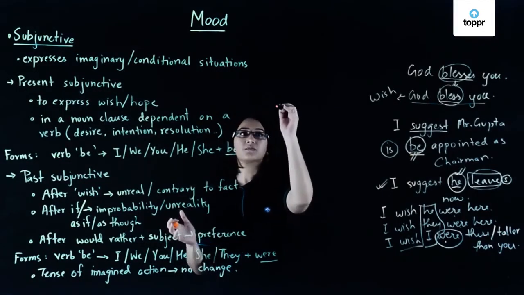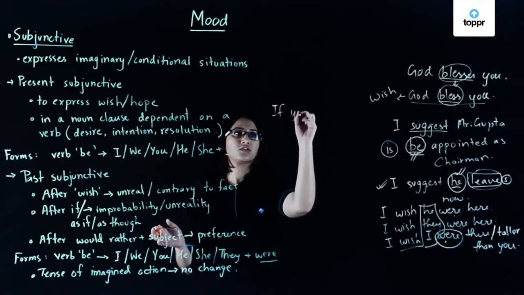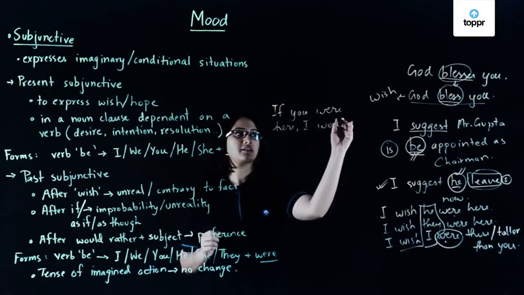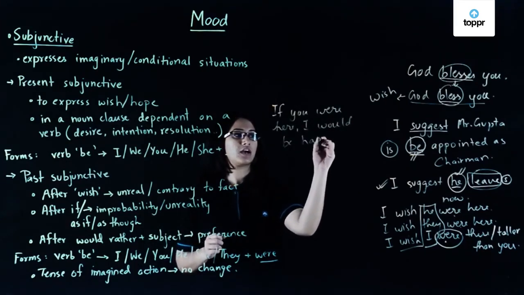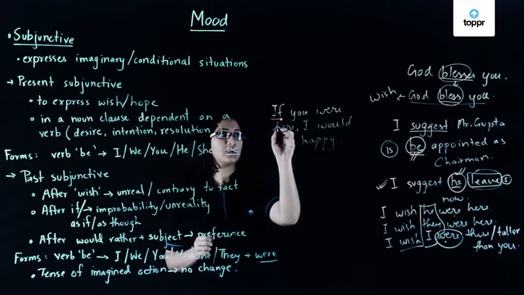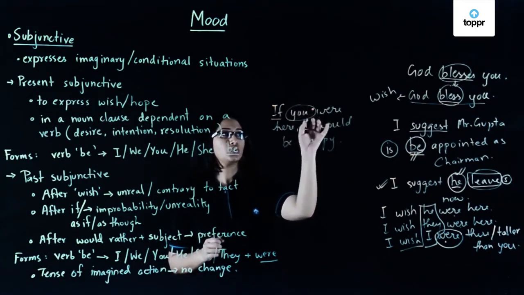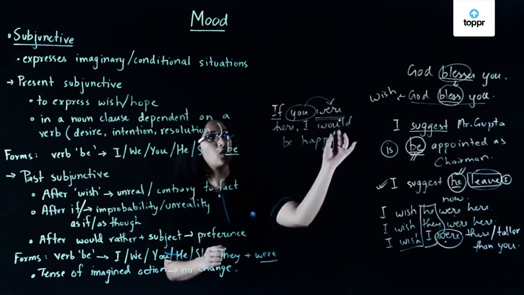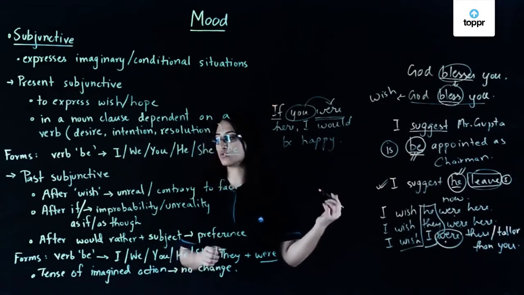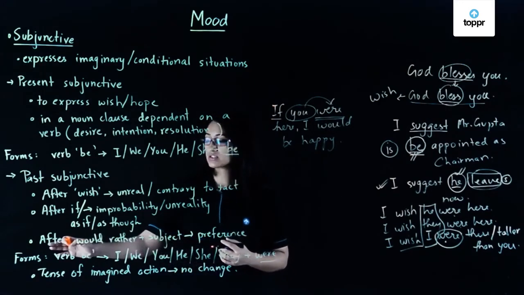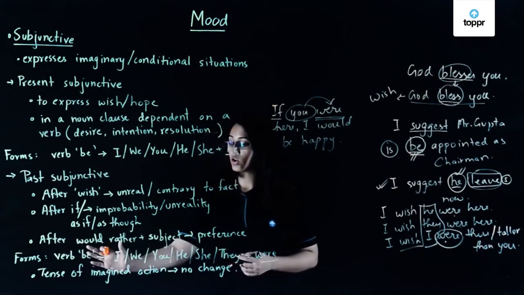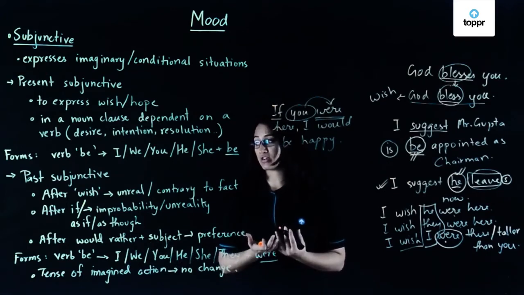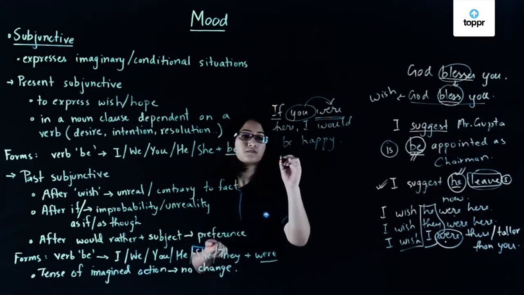Let's take an example. If you were here, I would be happy. So here I'm using if, and then again you can see you were. We are not using was like we normally would. We're rather using were because this is in the subjunctive mood. Very good. Now we can also use the subjunctive mood of a verb after would rather followed by the subject in order to show preference. Let's take a look at an example.